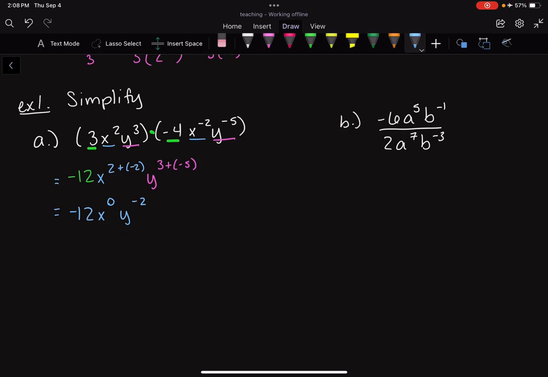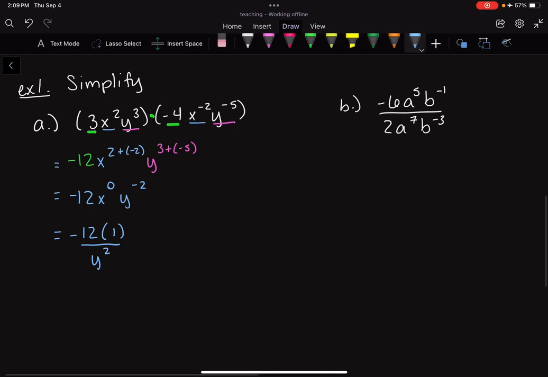And we're not done here because x to the power of 0 is just 1, because anything to the power of 0 is 1. And then also that y to the negative 2, you don't want to leave negative exponents. We can move that into the denominator to make it positive. And then multiplying by 1 doesn't do anything, so I can write this even simpler. And that's the simplest I can go.